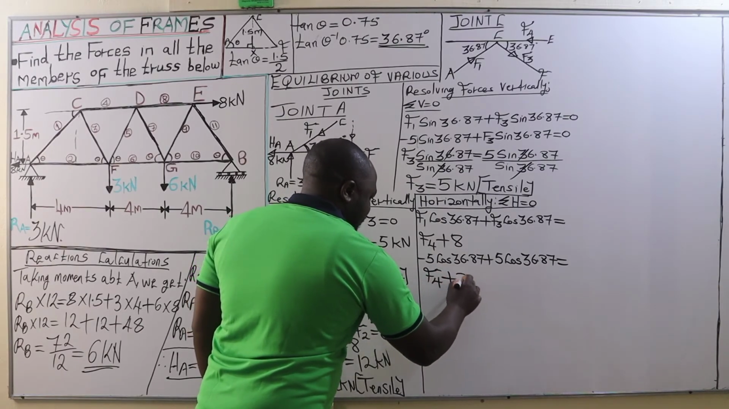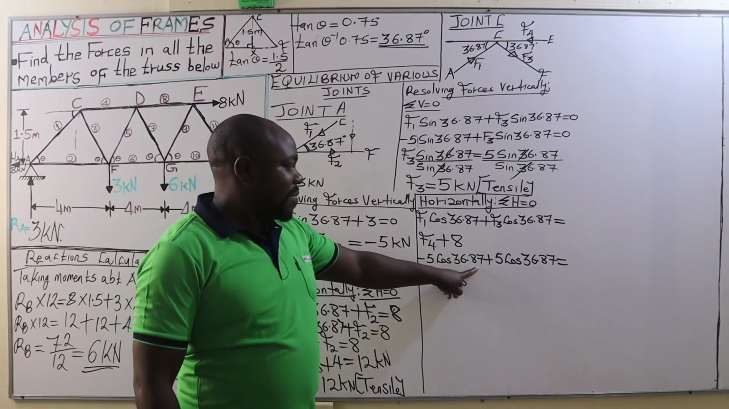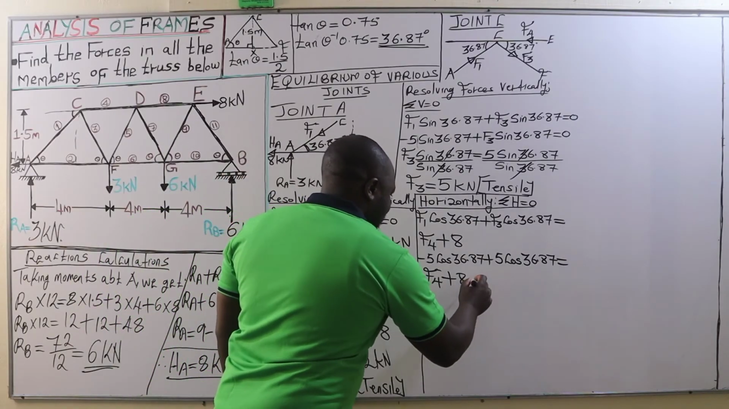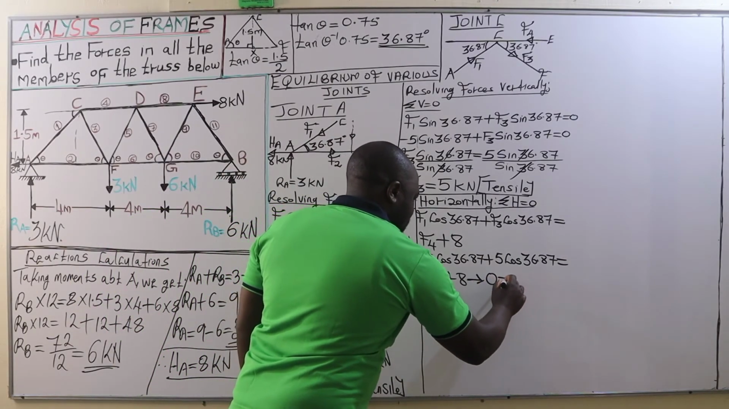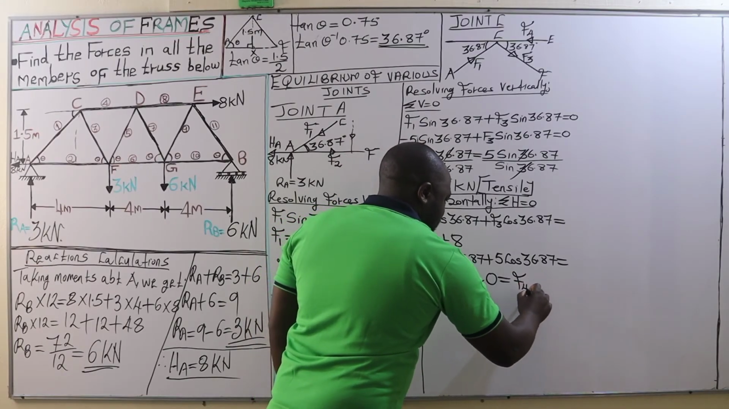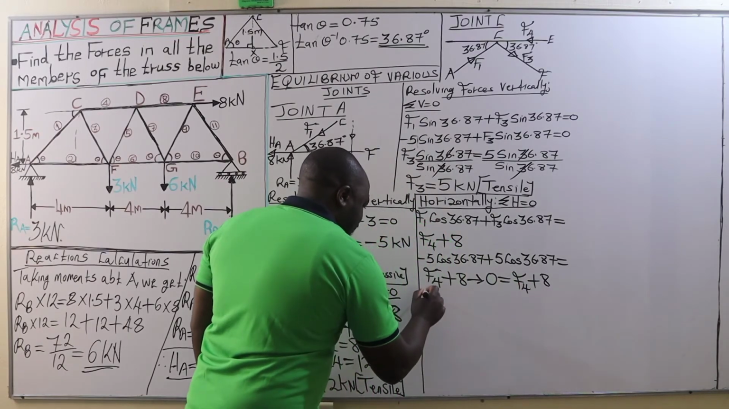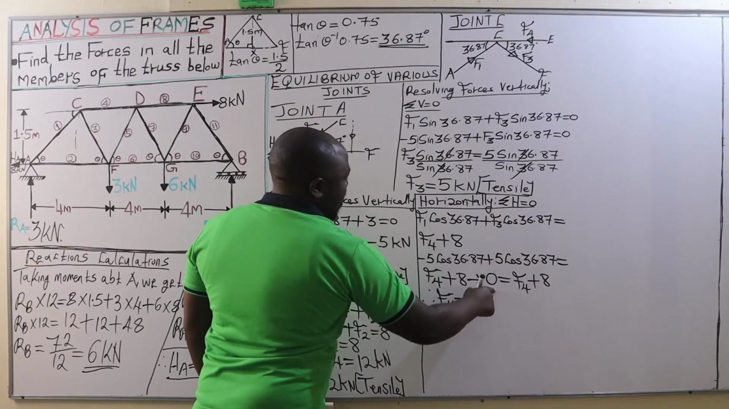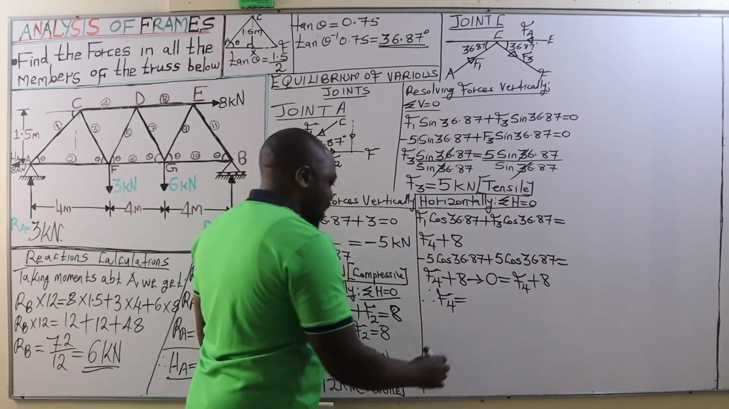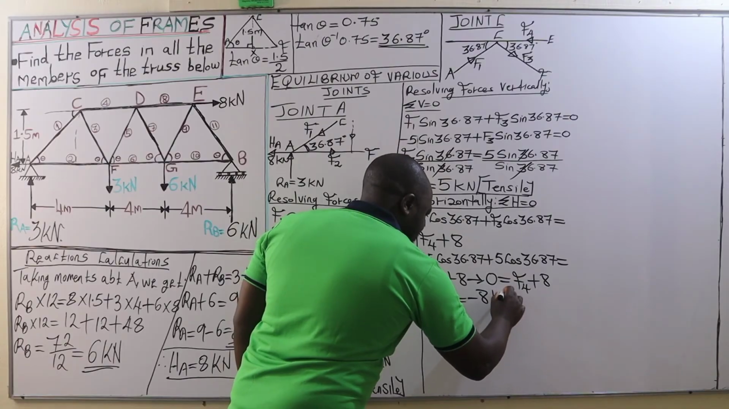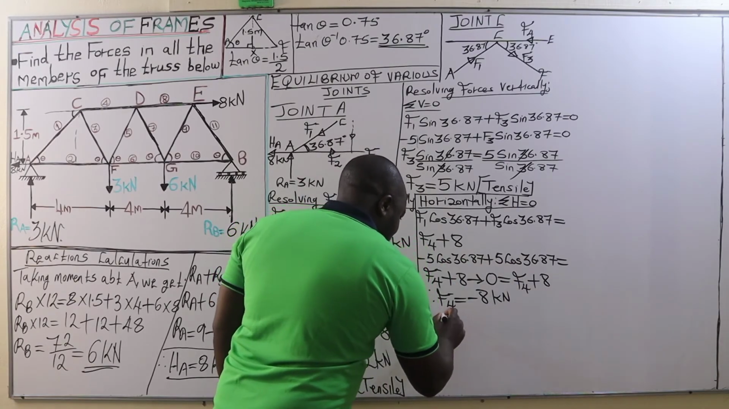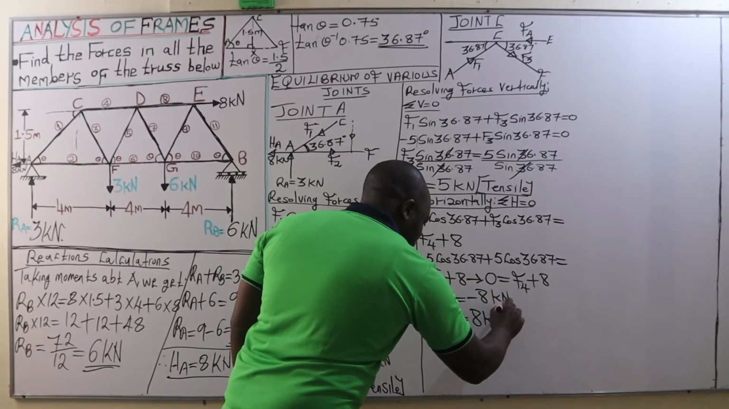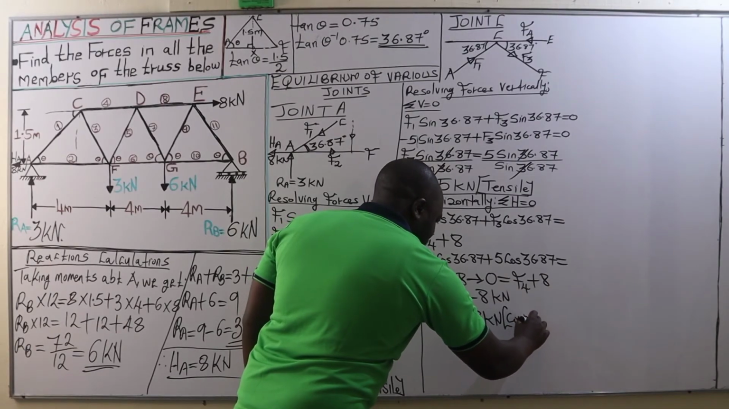F4 plus 8. Negative 5 cos 36.87 plus 5 cos 36.87, that's going to be 0, and therefore we are going to have 0 being equal to F4 plus 8, and therefore the value of force F4 is going to be negative 8. When you take 8 to the other side of the equal sign, that's going to be negative 8 kilonewtons. Now, ignoring the negative sign, that means that force F4 is a compressive force.